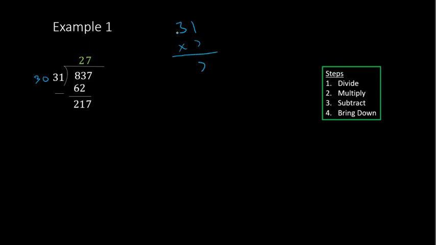Then we can multiply 31 times 7. 7 times 1 is 7. 7 times 3 is 21. That gives you 217, which is perfect because when you subtract, we have no remainder. So 7 was the correct number, and that means your final answer would be 27, with no remainder.